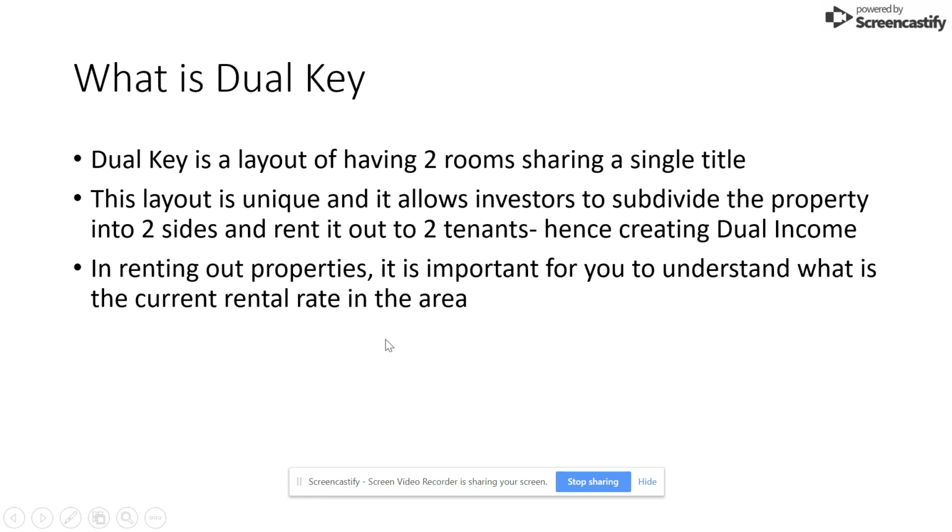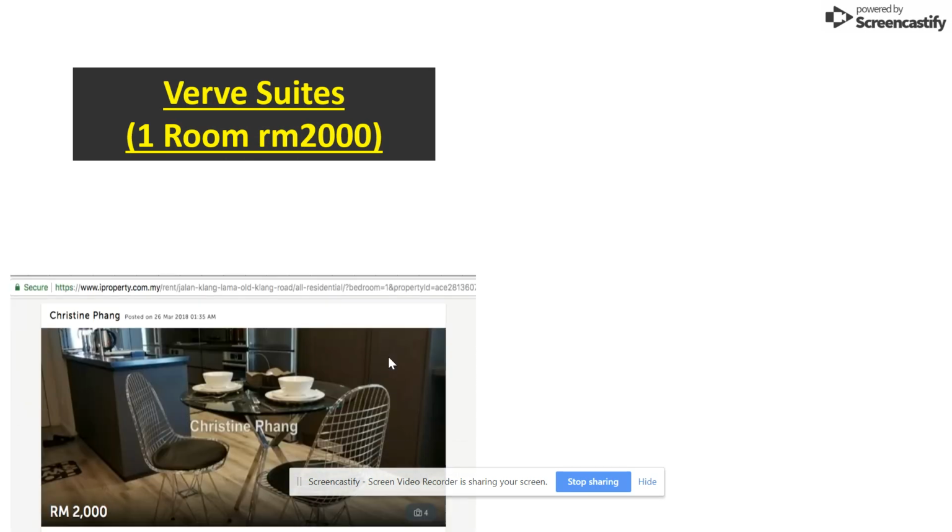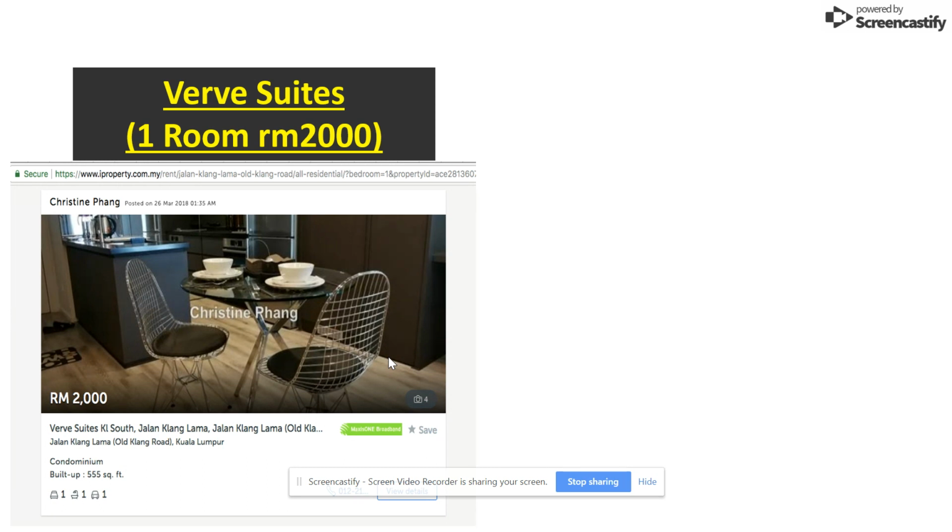So one thing to take note is that whenever you want to rent out your property or buy a property, it is very important for you to understand the current rental rate in that area. So in this short clip, I'll be using Oakland Road as an example. Now, Worth Suites is a condo located in Oakland Road. We're going to understand the current market value in Oakland Road. According to iProperty, one bedroom with one bathroom with a built-up of 555 square feet, you're able to go up to 2,000 ringgit per month.